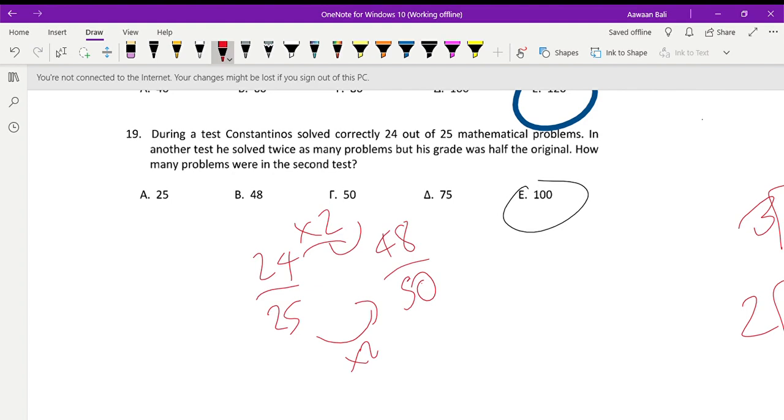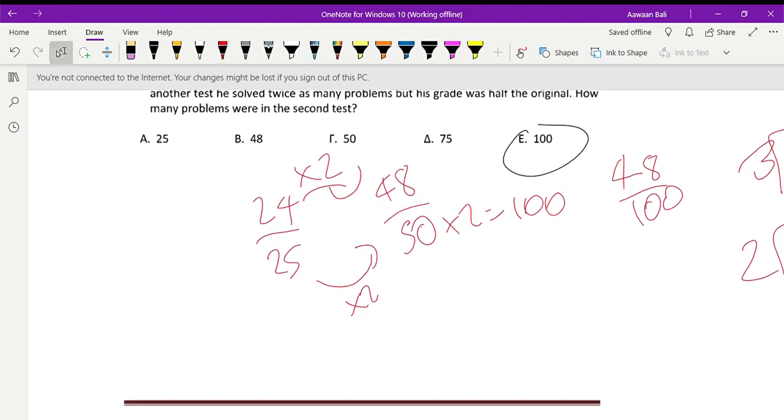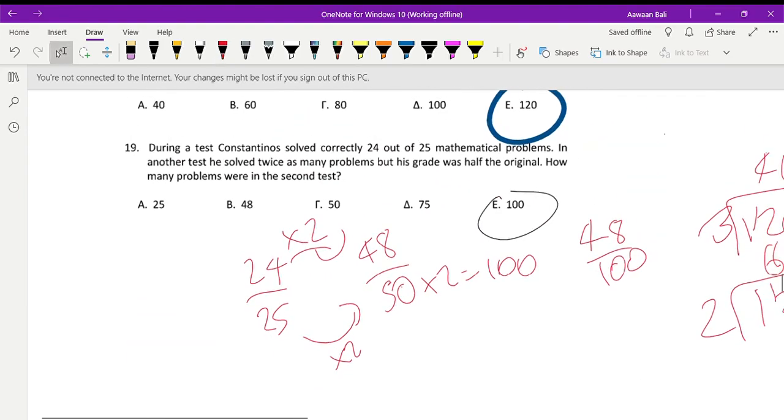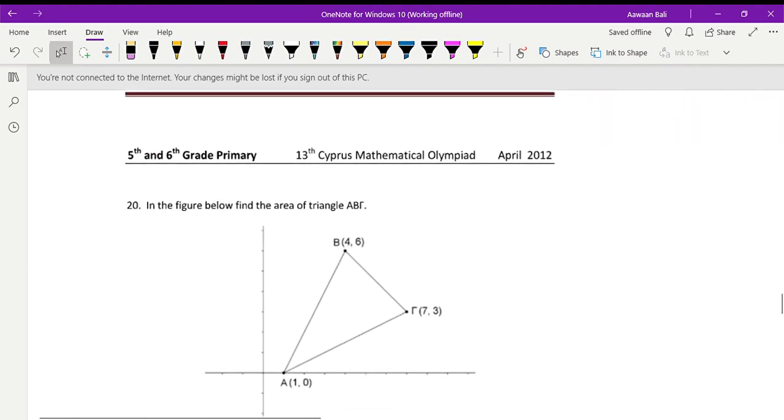So basically, if it was 50 questions, he would still have the same marks, but he answered double the questions correctly. However, it says his grade was half the original, which means you will multiply the denominator only by 2 again, which means 48 upon 100. Because the denominator is larger, the value is less, which means the answer is eta, 100. There has to be 100 questions for this to happen, so the answer is eta.